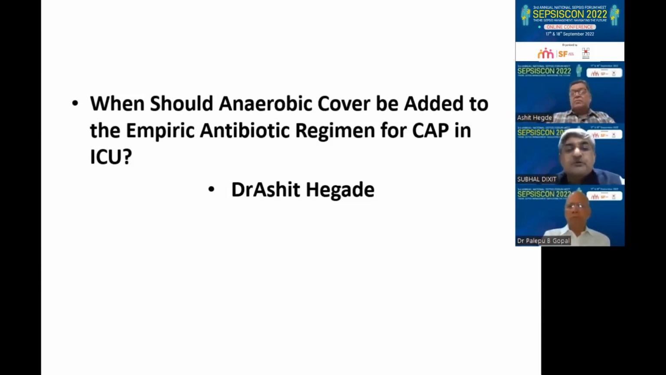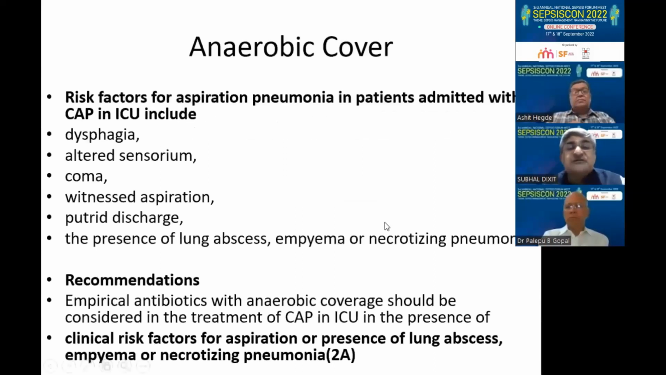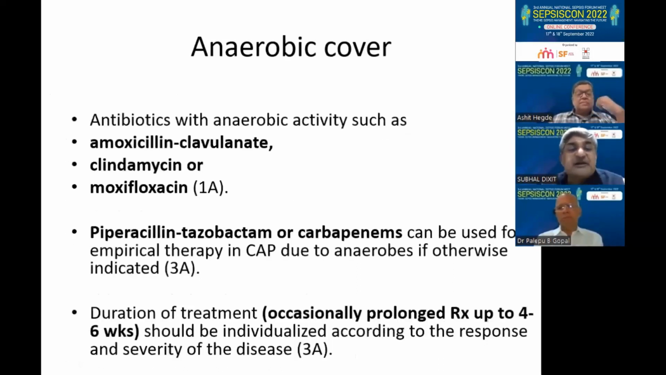Right. Thank you, Ashit. We would like to go to the next question. Before we do, just to sum up what he rightly said: those patients who are having aspirations or purulent discharge, lung abscess, empyema, or necrotizing pneumonia, you should consider adding anaerobic cover. And of course, empirical antibiotics with anaerobic cover should be considered only in the presence of these conditions, abscess or necrotizing pneumonias.